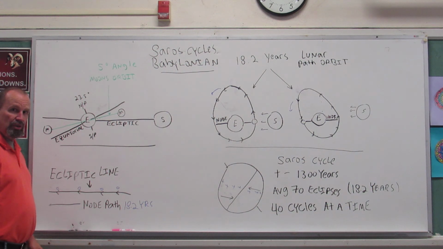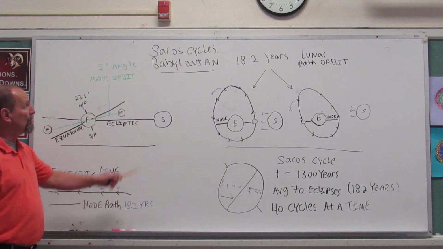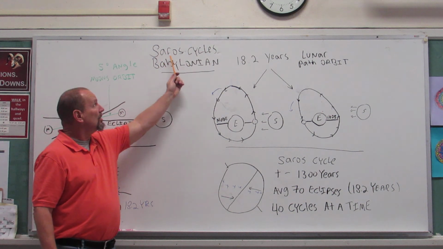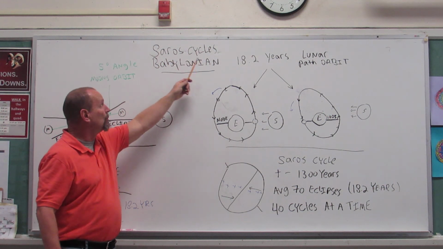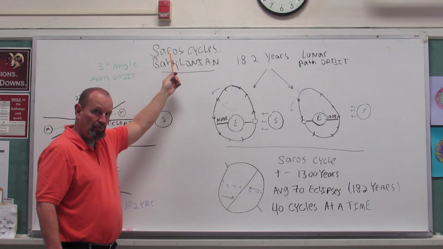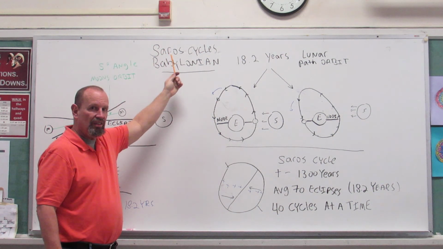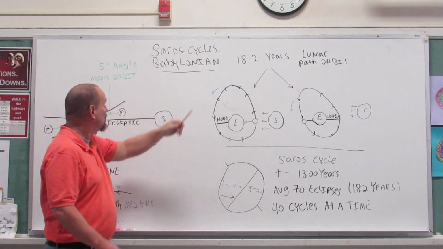All right, let's move on here. We're going to talk about what's called the Babylonian Soros cycles. The word Soros is a Babylonian word, and NASA still uses it today when talking about eclipses.